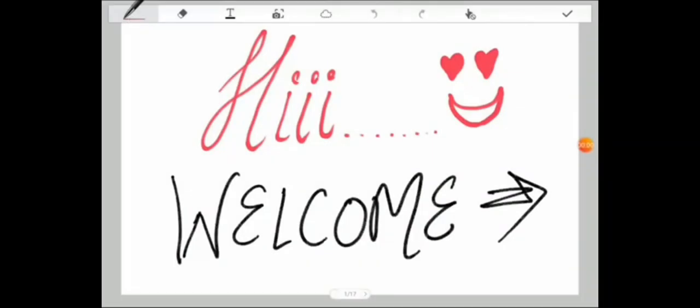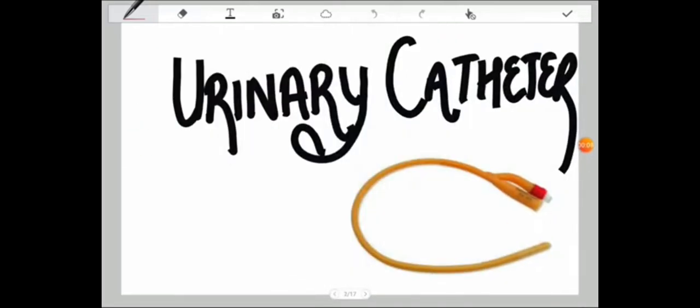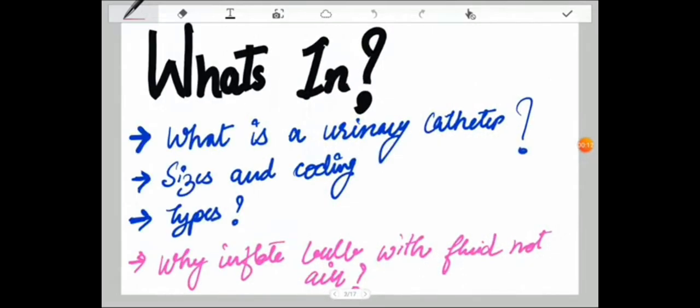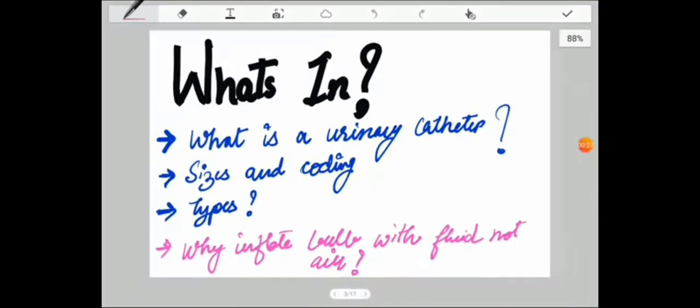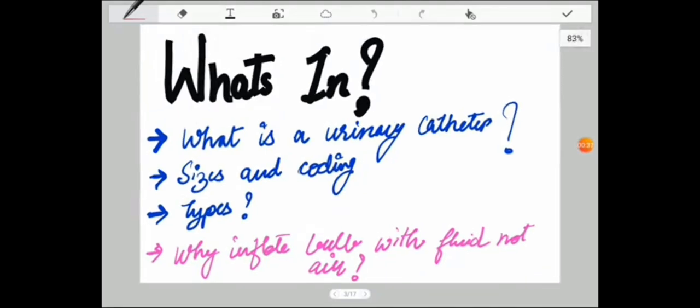So today we'll be discussing urinary catheters. In this we'll be discussing the definition and the purposes, that is, what is a urinary catheter. Then we'll be discussing the sizes and color coding in the urinary catheter category, and then I'll be showing you some tricks which I use to remember the sizes and the color coding of the catheters.